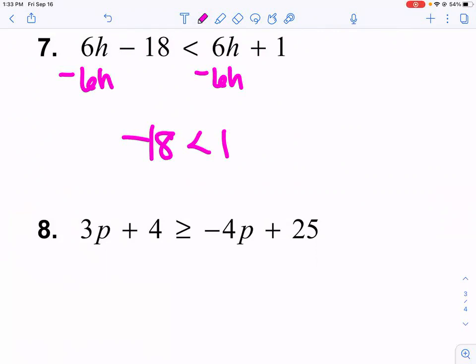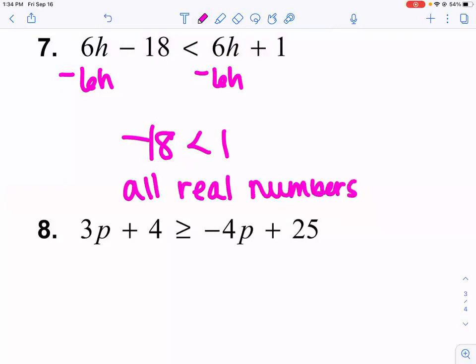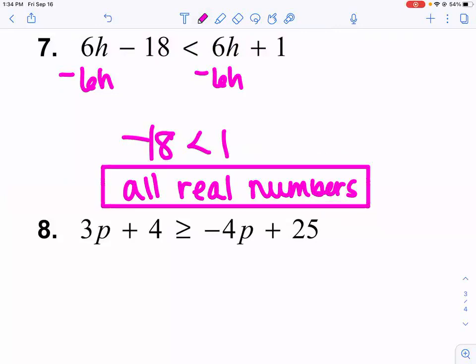Avery, how often is negative 18 less than 1? Always. Like always or never? Always. So we have infinitely many solutions. All real numbers satisfy this inequality. You can pick any number and plug it in and it'll work.